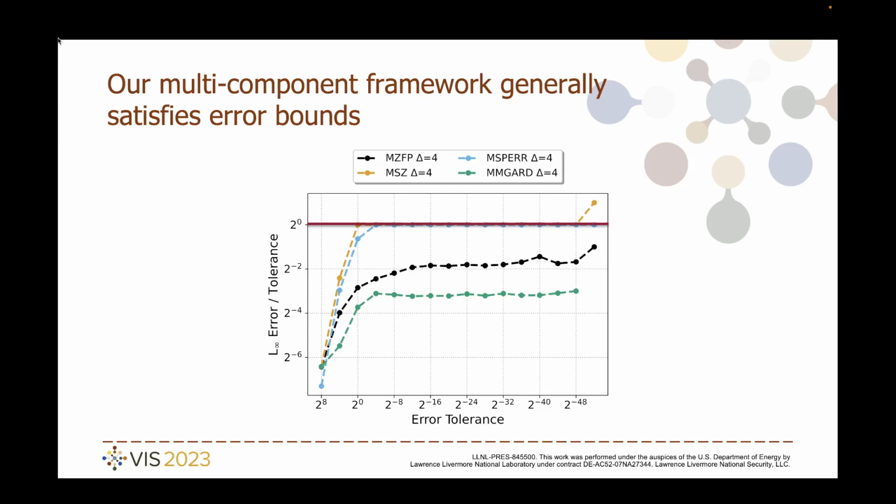Error-bounded approximations should lie below the red line y equals 1. And that is the case for most of the data points in these plots, except in one case that is close to machine precision.